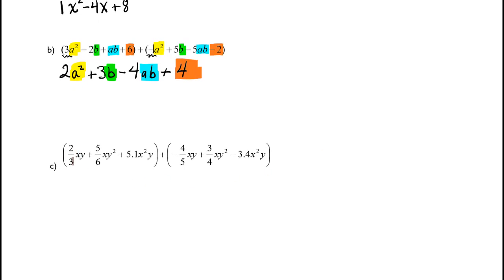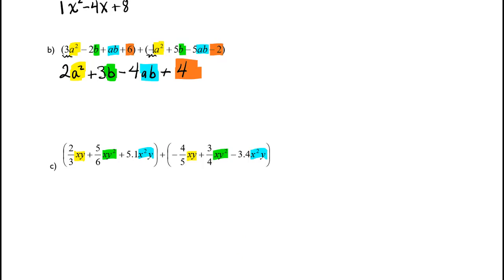Let's look at this last one here. We have some different terms that we need to identify. We have an xy and an xy. We have an xy squared and an xy squared. And lastly, we have an x squared y and an x squared y.